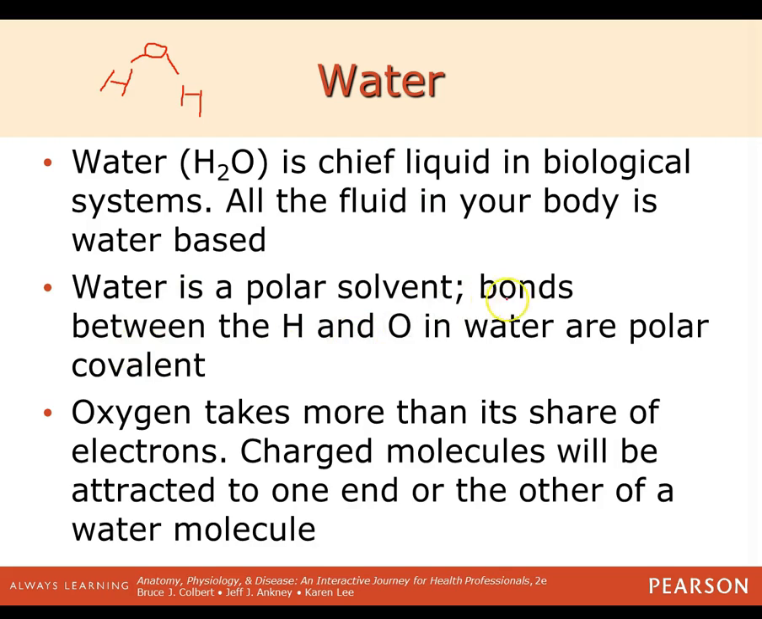Water is a polar solvent. The bonds between the hydrogen and the oxygen are polar covalent. Because it's not linear, you get this kind of angled thing. You actually get a little bit of charge on each end. The oxygen takes more than its share of electrons, so this end is slightly negative, and these ends are slightly positive.